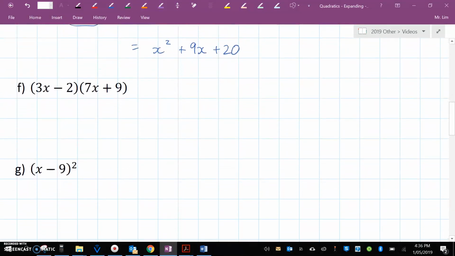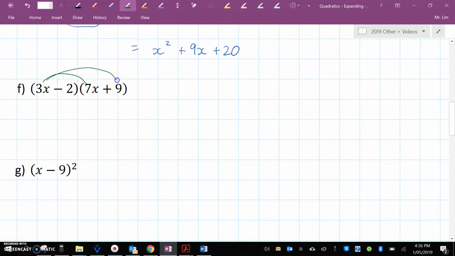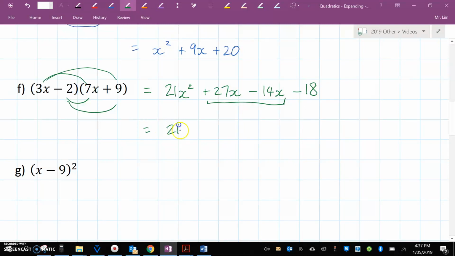Question F is exactly the same. FOIL method. First, outside, inside, last. 3x times 7x is 21x squared. 3x times 9 is 27x. Minus 2 times 7x is minus 14x. Minus 2 times positive 9 is negative 18. Collect our like terms. 21x squared plus 13x, because 27 minus 14 is 13, minus 18.